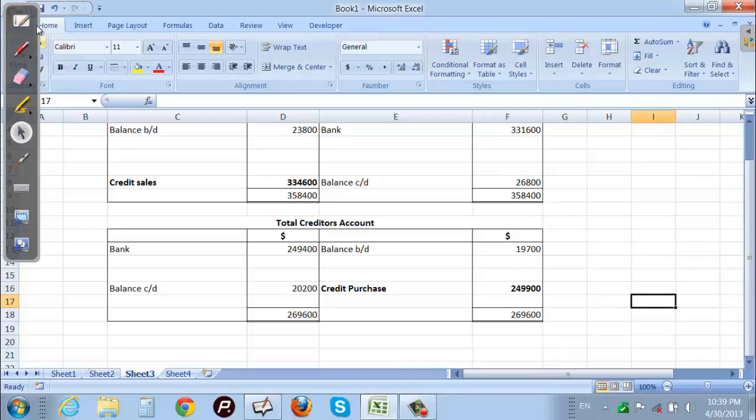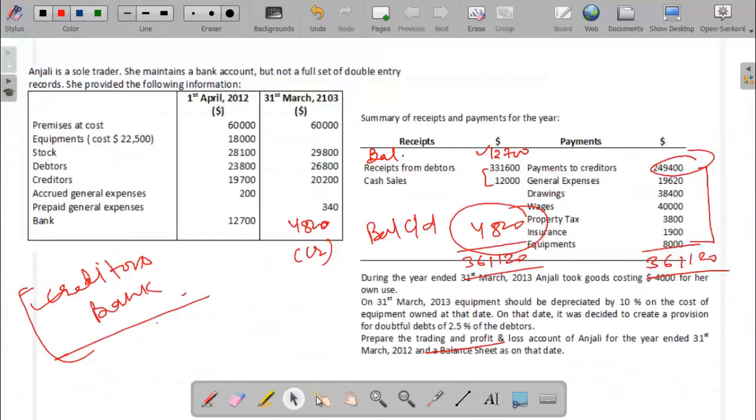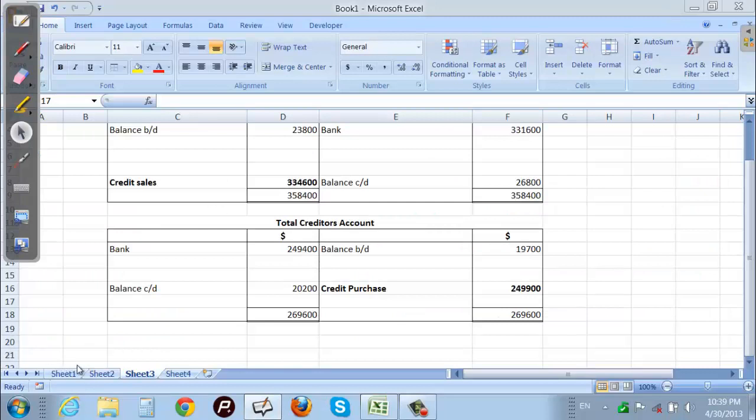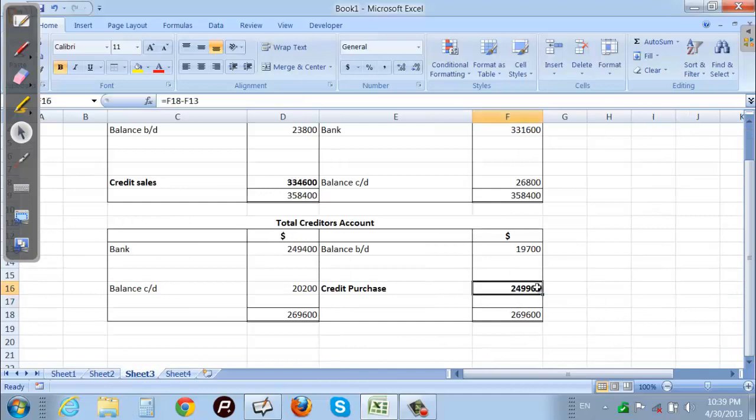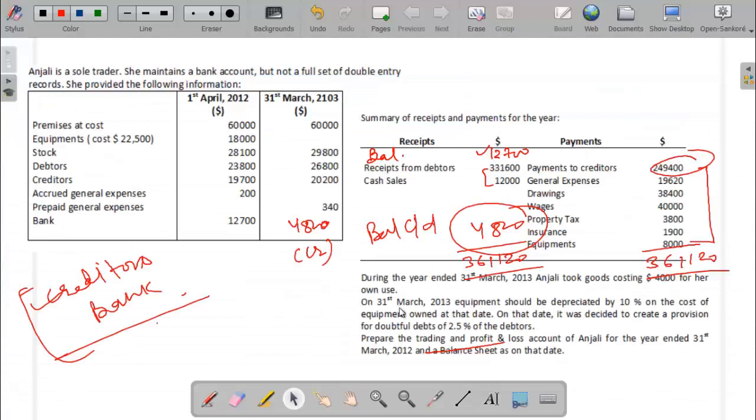This amount we will consider here in the income statement. In the income statement we will consider the amount of purchase, and the amount of purchase is just now we computed $2,49,900, but there is one adjustment. So let's see the adjustment first. If we see the other information, we will find, during the year ended 31st March 2013, Anjali took goods costing $4,000 for her own use.